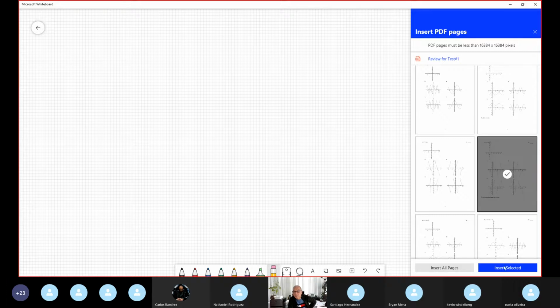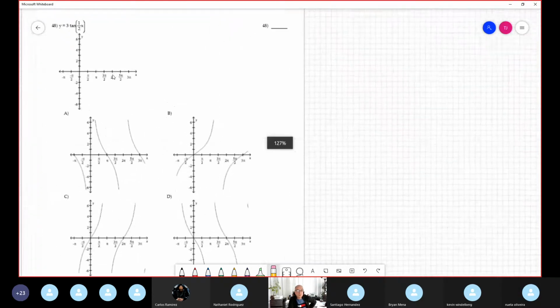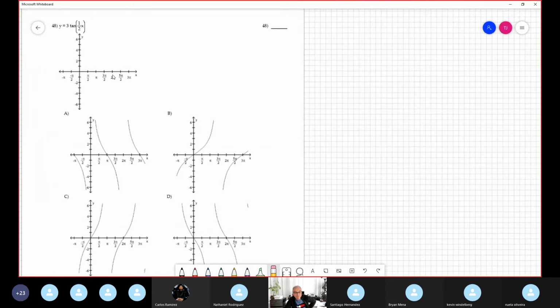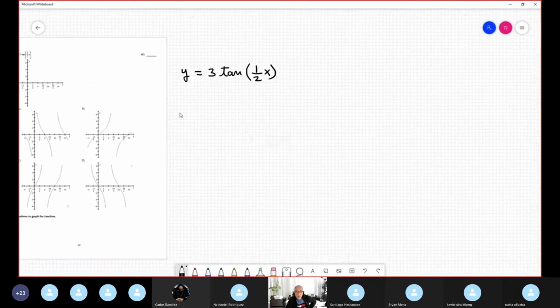I suppose this is 48. Boom. 48, guys. 48 is y equals 3 tangent 1/2 x. The amplitude is 3 again. In this example, a is 3. Okay, good. But b is 1/2. So when you compute the period, it is pi. Remember, it's pi in tangent and cotangent. In sine and cosine it is 2 pi, but in tangent it is pi.